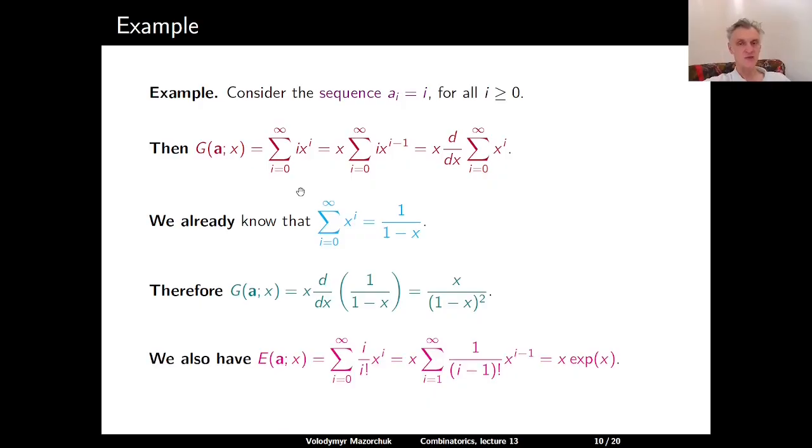As for the exponential generating function for the same sequence, we get the sum over all i from 0 to infinity of i divided by i factorial times x to the power i. We can move x out and get x times the sum over all i from 1 to infinity of 1 divided by (i minus 1) factorial times x to the power i minus 1, and this is equal to x times the exponent of x. So the exponential generating function for this sequence is x times e to the power x.